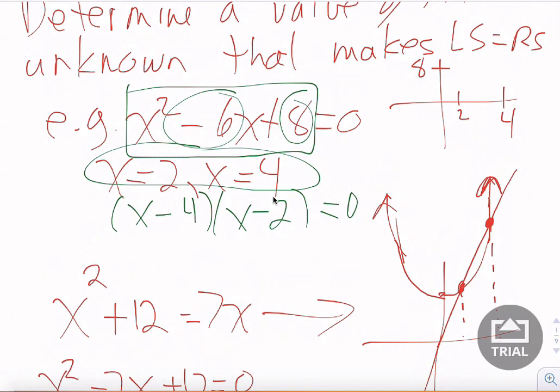Of course, there's the graphical connection, which would represent these two ordered pairs right here, right? Those two ordered pairs are the x-intercepts, because we're saying that the y values are 0.